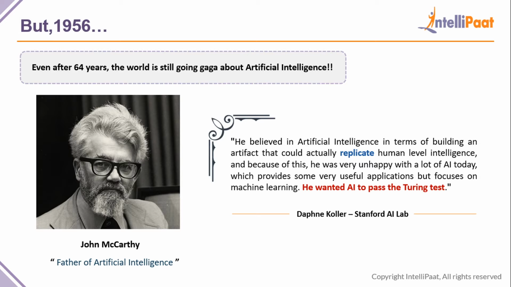Coming to the opinion of Daphne Koller, who works at the Stanford AI lab, she believed in artificial intelligence in terms of building an artifact that could actually replicate human level intelligence. Guys, human level intelligence. And because of this, she was very unhappy with the AI we have today. When you think about it, today we have so much artificial intelligence around us. It's so subtly integrated into our lives that we might not notice it's there. But this still doesn't beat the human level intelligence that Mr. John McCarthy was hunting for back in the day.